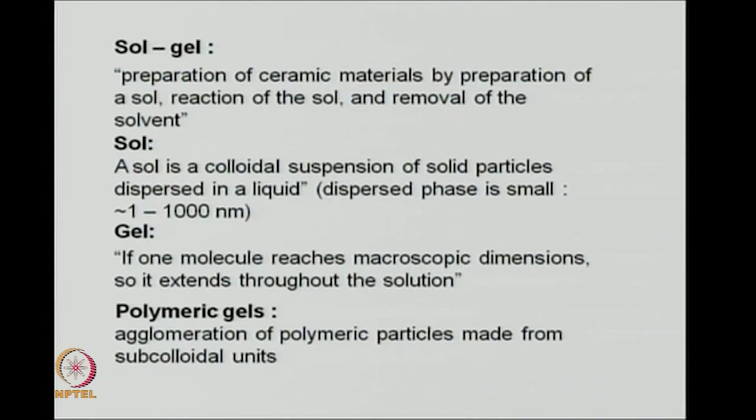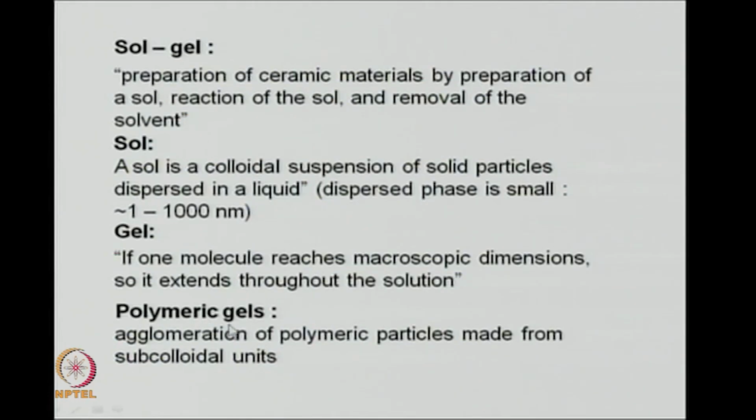So, in a typical sol gel process, we are making a sol, then reacting the sol to get the gel, and finally we remove the solvent. In a sol you have a colloidal suspension of solid particles, and the dispersed phase, that is the solid phase, is small particles of the order of 1 to 1000 nanometers. When we react the sol and it forms an interconnected network structure, we get the gel, and this reaches macroscopic dimensions and extends throughout the solution.